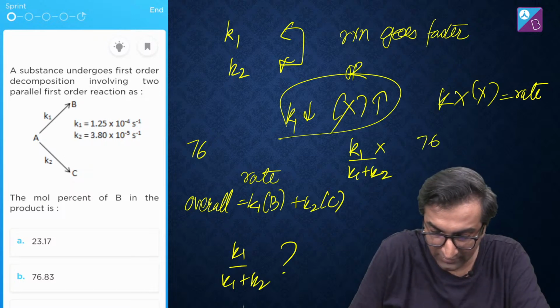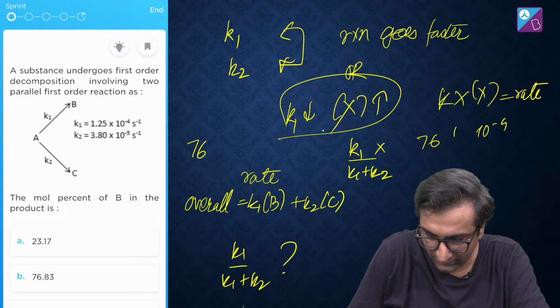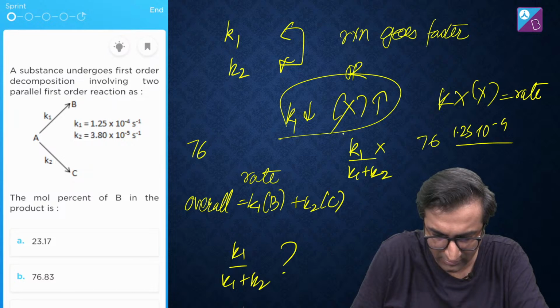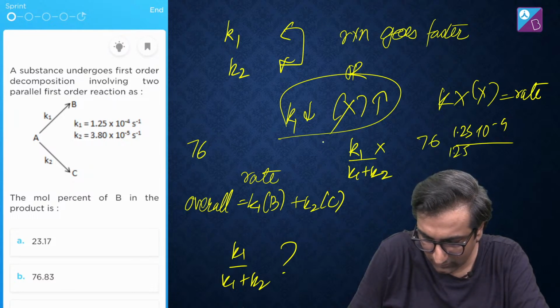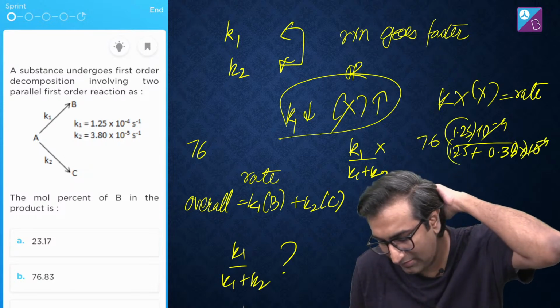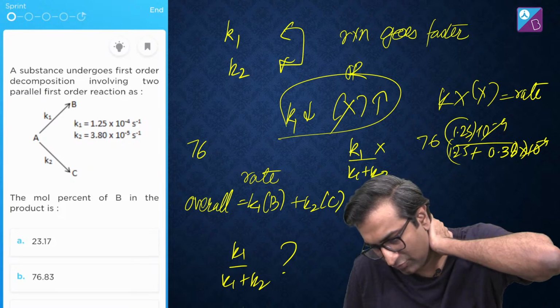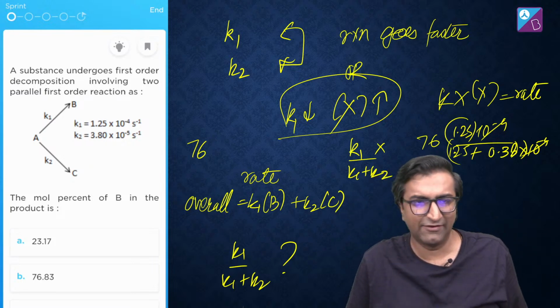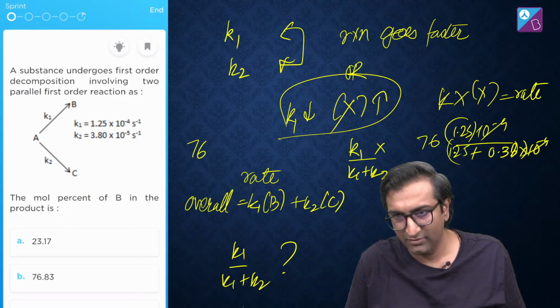Okay. K1 is of the order of 1.25 times 10 power minus 4, divided by 1.25 plus 0.38 into 10 power minus 4, right? I'm just keeping that 10 power minus 4 constant. If you cut that out, you get 1.25 by 1.63, right? That's 76%. Cool. That's the answer.